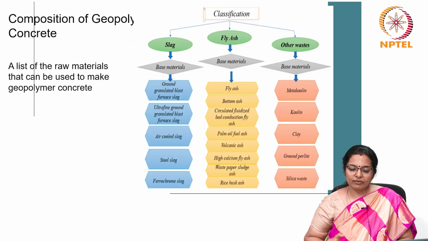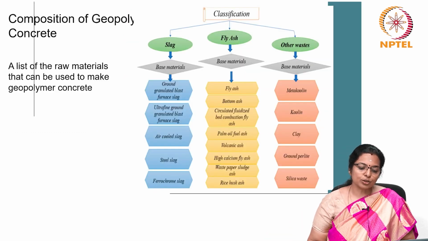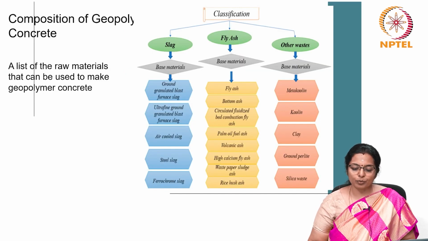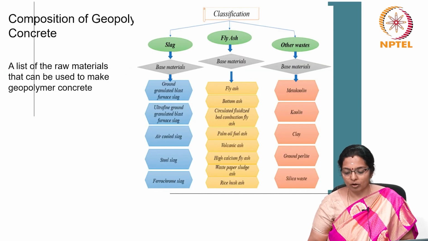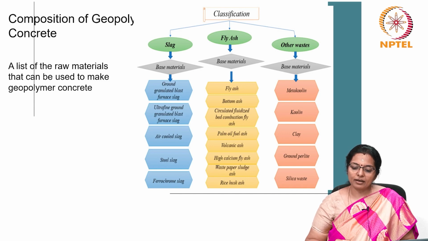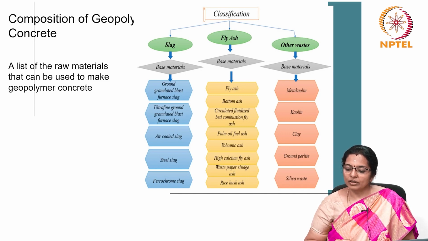We have already seen the list of raw materials that can be used to make geopolymer concrete, comprising slag, fly ash and other waste as a base material. The base material in other waste could be clay, metakaolin, kaolin, ground perlite and silica waste.